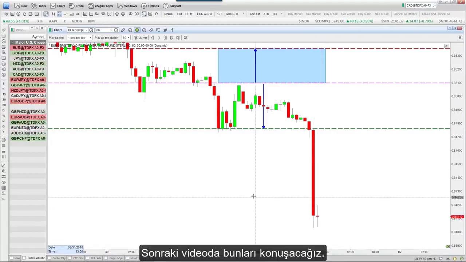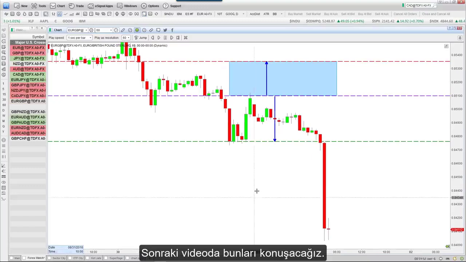That's what we're going to cover in the next video. I'm going to show you how you can do that using some extended targets and a couple of different methods that you can use for grabbing those targets.